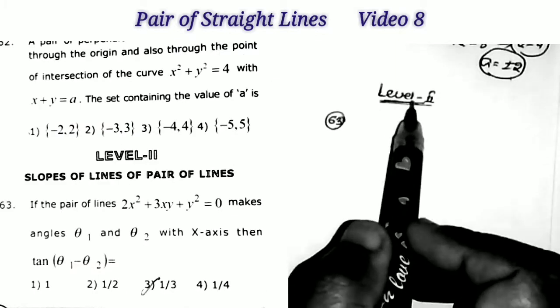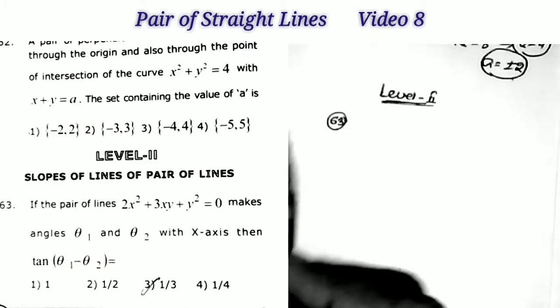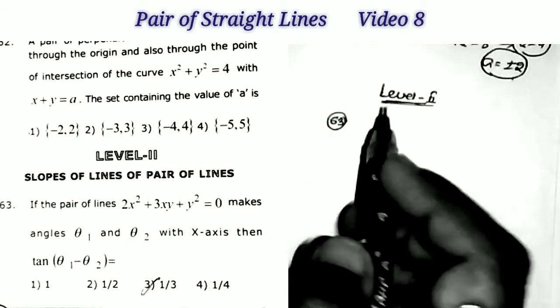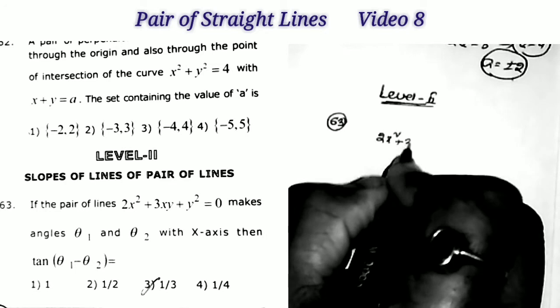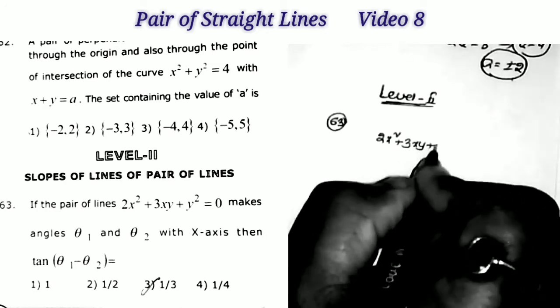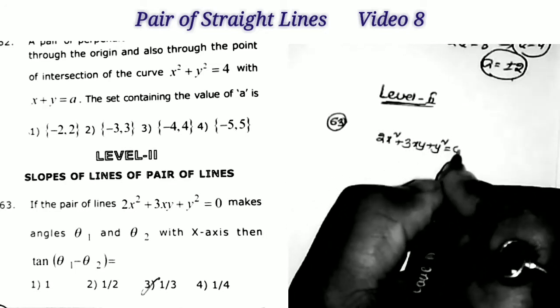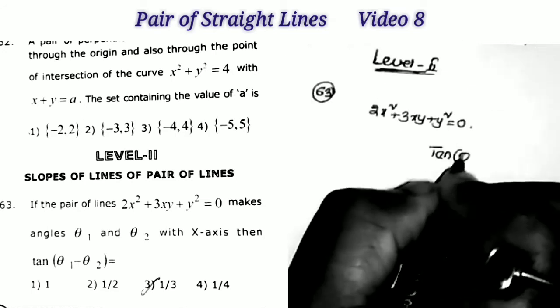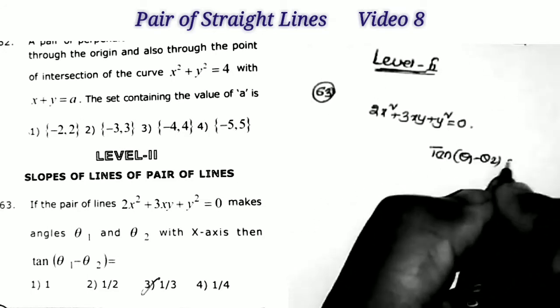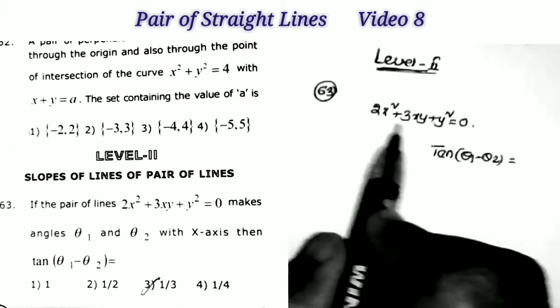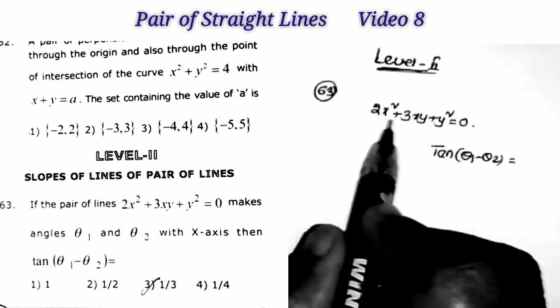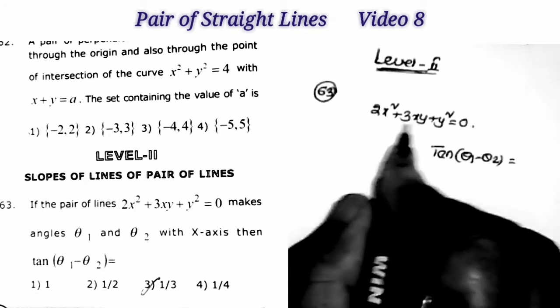Okay. Level 2, first problem 63. The question is, if the pair of lines 2x square plus 3xy plus y square is equal to 0 makes angles theta 1, theta 2 with the x axis, then what is the value of tan of (theta 1 minus theta 2)? Okay, listen. What is given here? The pair of lines 2x square plus 3xy plus y square is equal to 0 makes angles theta 1, theta 2 with the x axis.